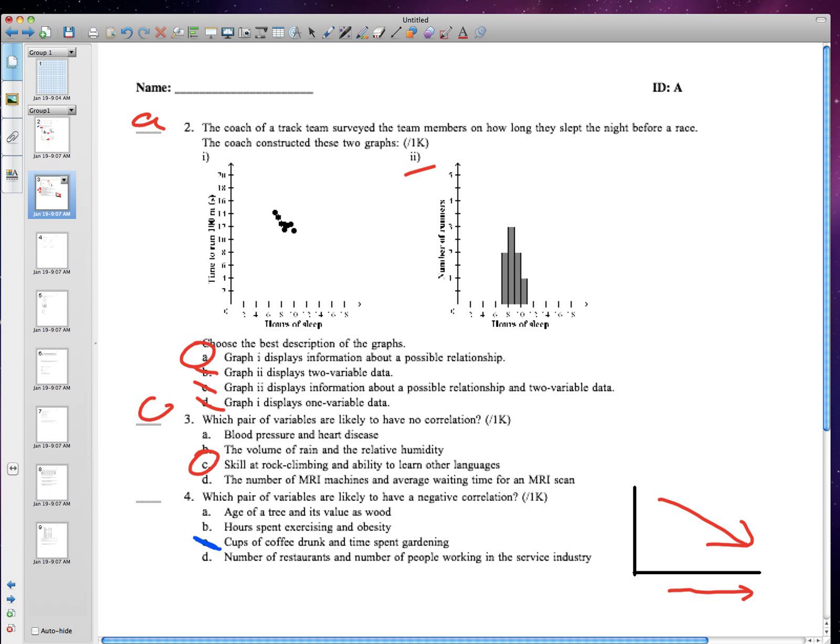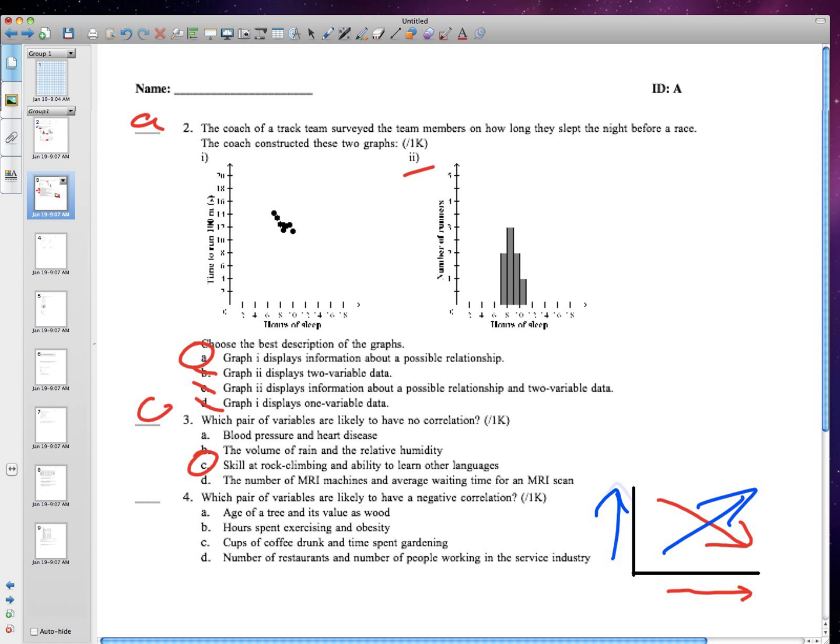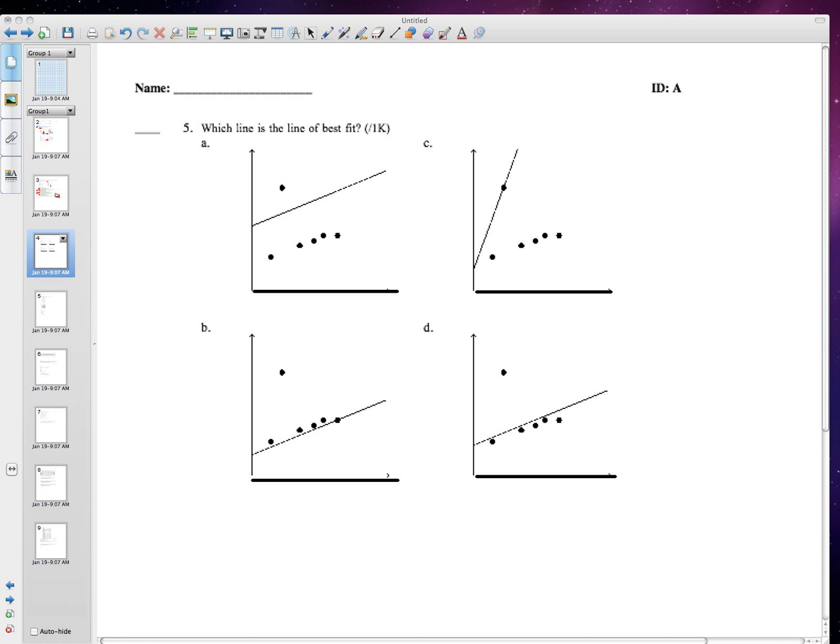Cups of coffee drunk and time spent gardening. Is there really any relationship between those? It probably has nothing to do with each other. It doesn't matter how much coffee you drink. Probably doesn't affect how long your time is spent gardening. Okay? And number of restaurants and the number of people working in the service industry. As we get more restaurants, do we have fewer people or more people working in the industry? More. So what kind of relationship is that? That's positive. So what was our option? B. Looks like B is our answer. The more time spent exercising, the less your chance of obesity is.